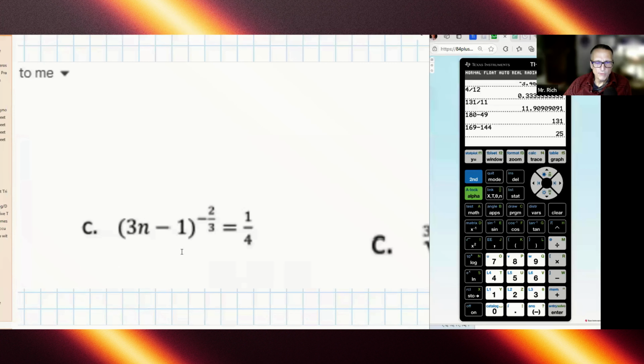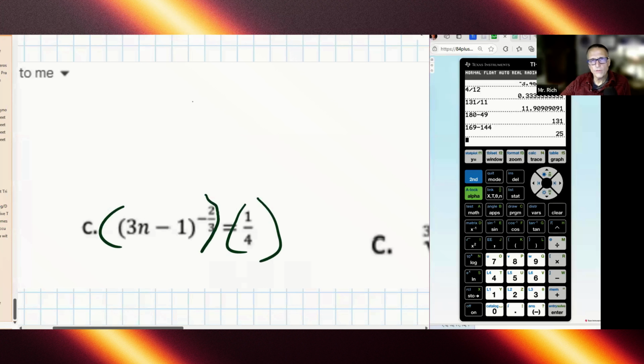So what I'm going to do is raise to a power on both sides to get rid of that exponent. And the power that I'm going to raise to is the reciprocal or the flip of that negative 2/3. So I am going to raise to the negative 3/2 power, because when you raise powers to powers, you multiply those exponents. So negative 2/3 times negative 3/2 is just positive 1. So that frees up this 3n minus 1 because it's now just to the 1 power. And so now it has no more exponent.